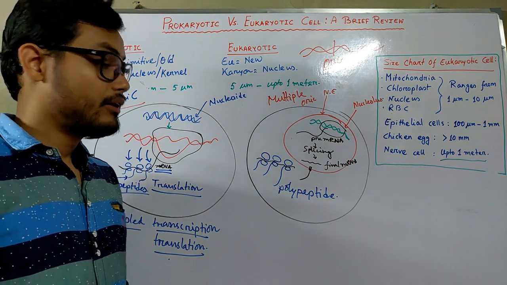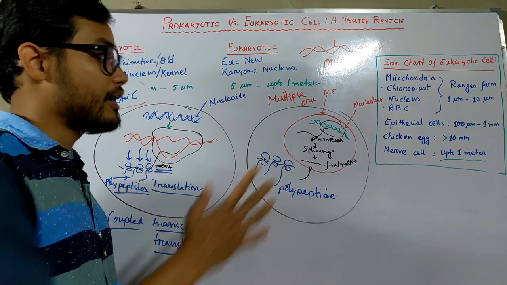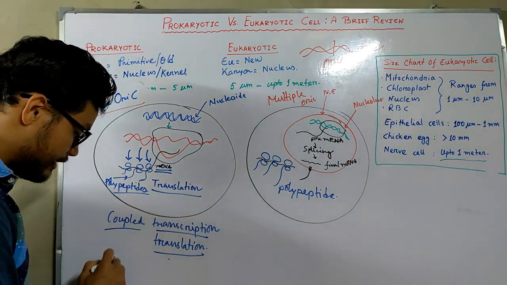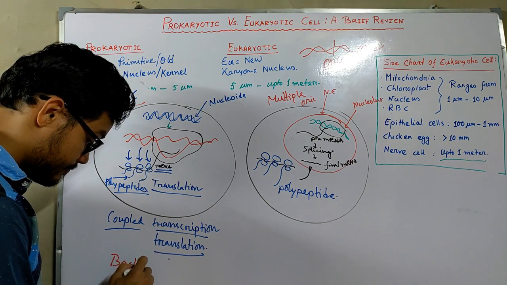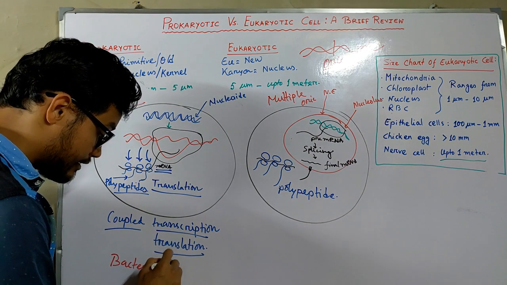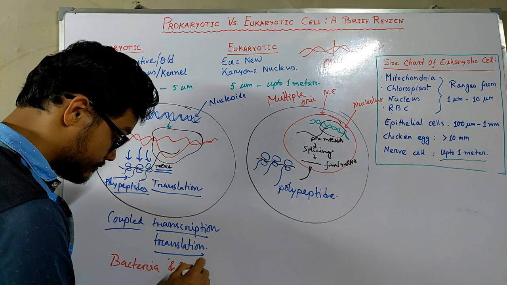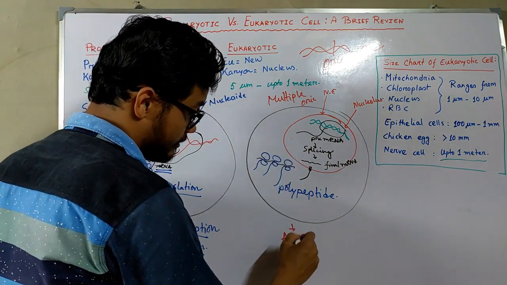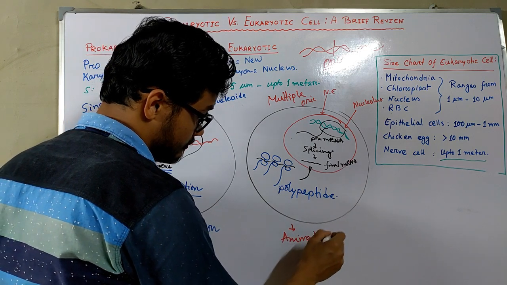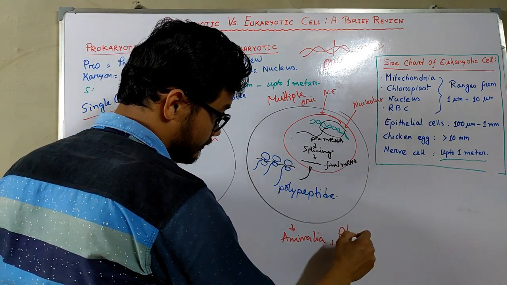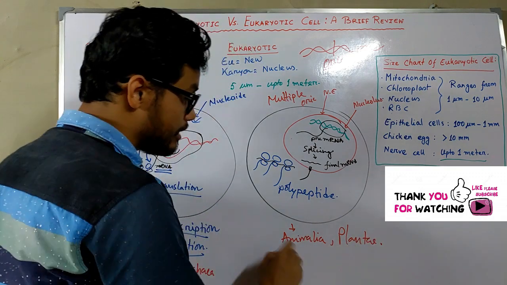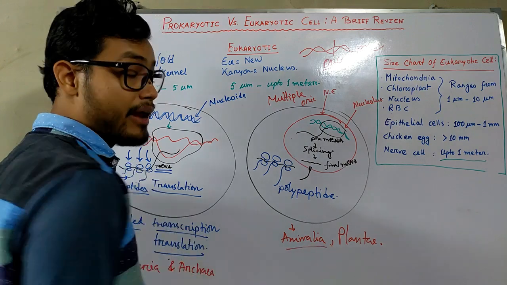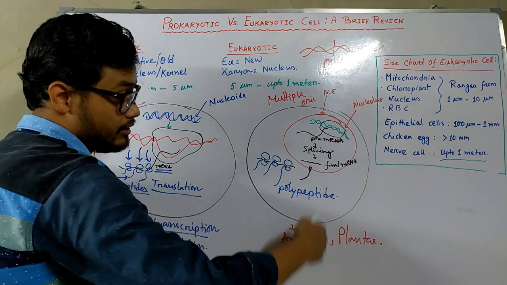Lastly, I give you examples of prokaryotes and eukaryotes. In the case of prokaryotes, the examples are bacteria and archaea. In the case of eukaryotes, Animalia and Plantae. In Animalia, all of the animals fall into this kingdom, and in Plantae, all of the plants fall into this kingdom.